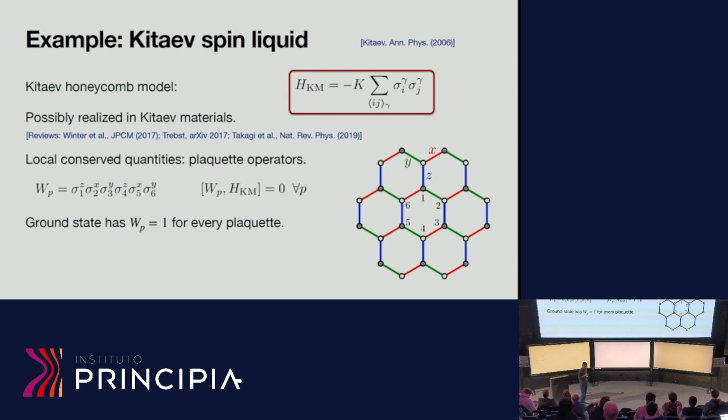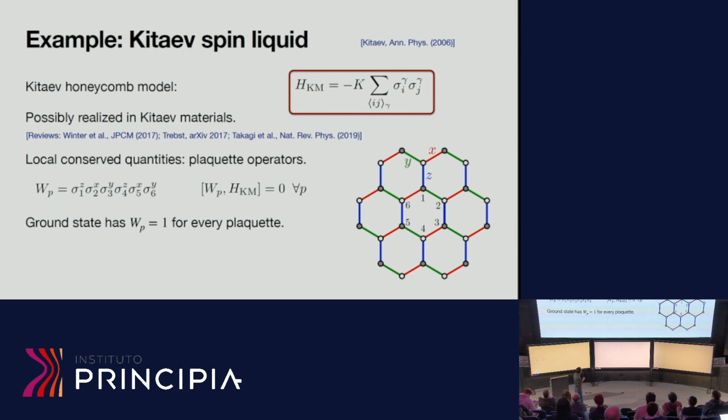One reason why Kitaev proposed this model is that it's actually exactly solvable, and you can show that it has a spin liquid ground state with some Majorana fermion type of excitations. The reason why you can solve it has to do with the fact that this model actually has an extensive set of local conserved quantities.